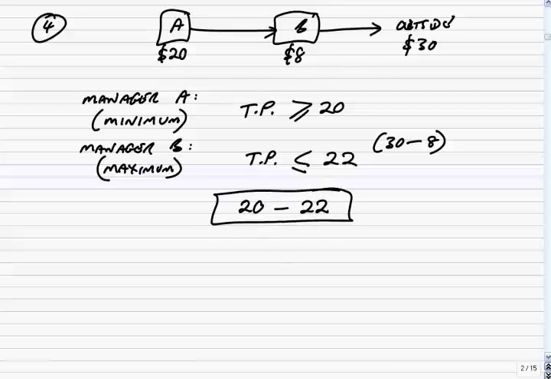Anything within that range, I'm happy. Let the managers argue. But provided the transfer price is somewhere within that range, A's motivated to sell, B's motivated to buy, and we already know that would be good for the company. But we cannot allow the transfer price to be less than 20 or more than 22.